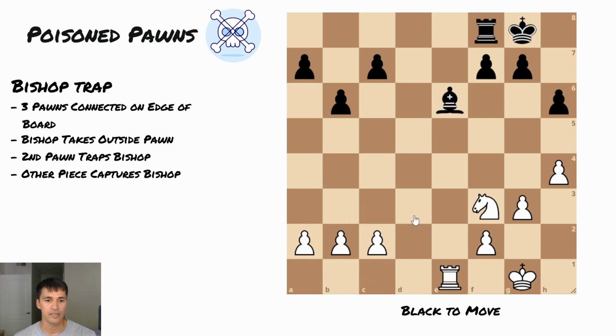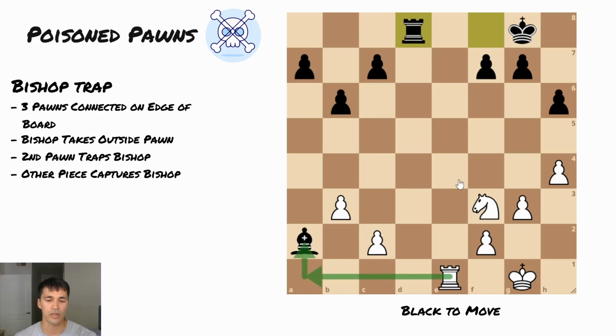So black takes the pawn on a2. Then white traps the bishop, stopping it from retreating. Black is going to try to bring in some other pieces to try to help, but it's too late because now the rook is going to slide over and pick up that bishop. Now black chooses to just get a second pawn, and white takes back. So white got a bishop for 2 pawns.